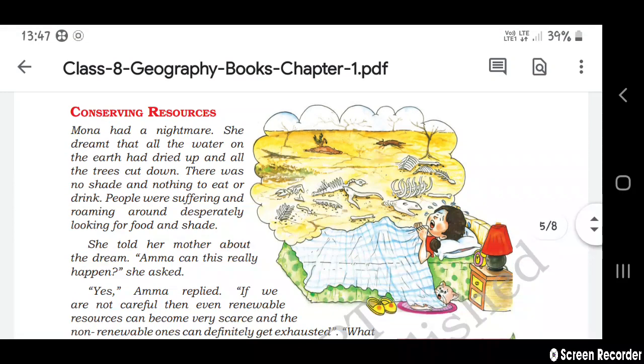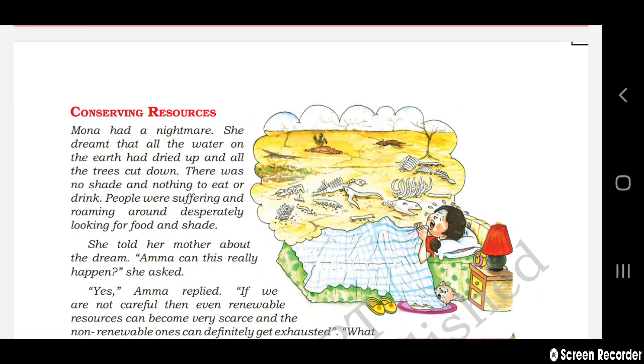Next, conserving resources. So Mona had a nightmare. The girl who was asking the question in the beginning had a nightmare, a dream. She dreamed that all the water on the earth was dried up, and all the trees on the earth had been cut down. There was no shade, and there was nothing to eat or drink.